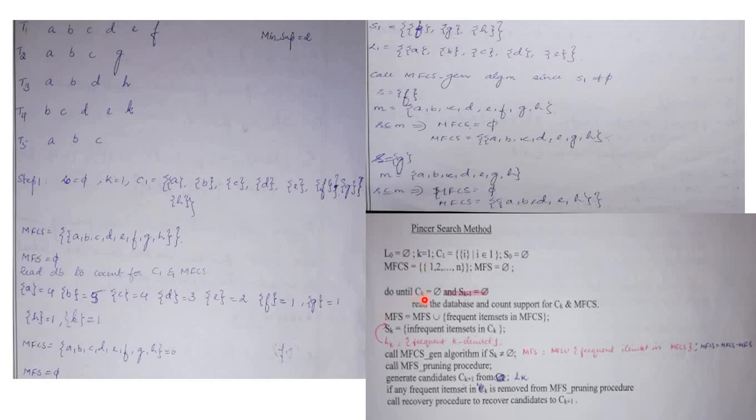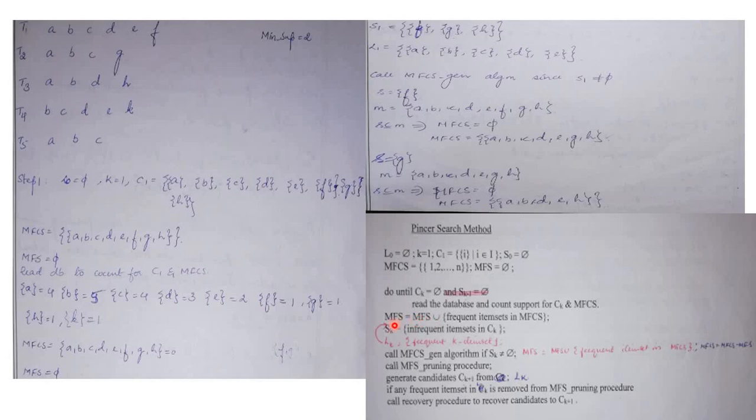Next, do until Ck is equal to null set. So my Ck is now C1, K is equal to 1. So C1 is not equal to null set, and that is why I enter the loop, read the database and count the support for Ck and MFCS. So I read the database to count for C1 and MFCS, and I get the count something like this, and the count of MFCS is 0 because in no transaction I have all the items together present. So MFCS consists of only one set, and the count of that item set is equal to 0.